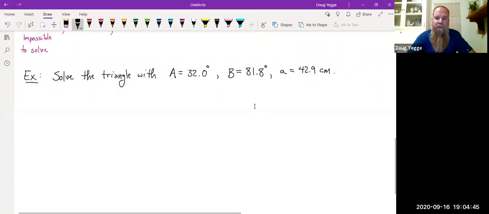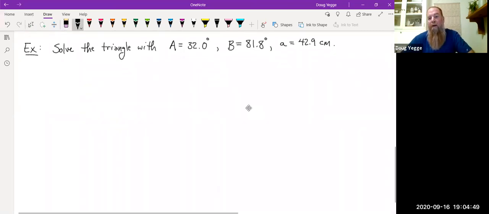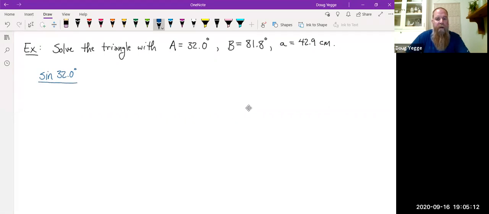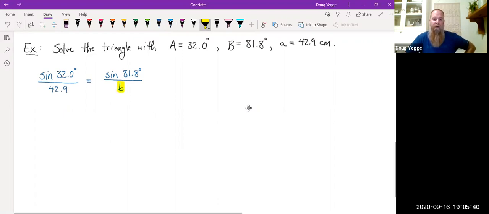Now in this situation, we're given two angles and a side. But the thing that I'm recognizing first is that I'm able to solve this because I have an angle and its own opposite side, which means I'm going to be able to fill in an entire ratio. So I could start by writing my law of sines: sine of angle A divided by its opposite side is equal to sine of angle B, which I also know is 81.8 degrees, over its opposite side. But since I know the opposite side of 32 degrees is 42.9, notice that the law of sines only has one single unknown. And so B is what we're trying to solve for.